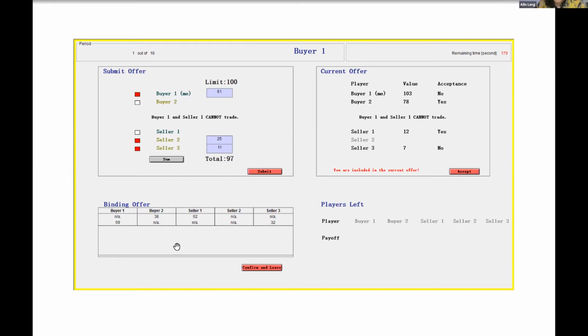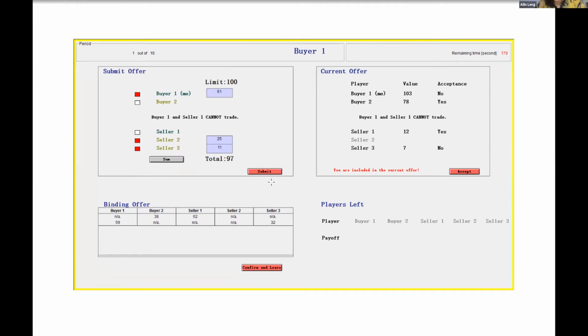If a player clicks this button, then the players included in the same binding offer are also forced to leave. Like, this is the user interface of buyer 1. If buyer 1 clicks this button, seller 3, who is included in the same binding offer with buyer 1, is also forced to leave. Then the remaining 3 players continue the negotiation process until there's no one else to bargain with.